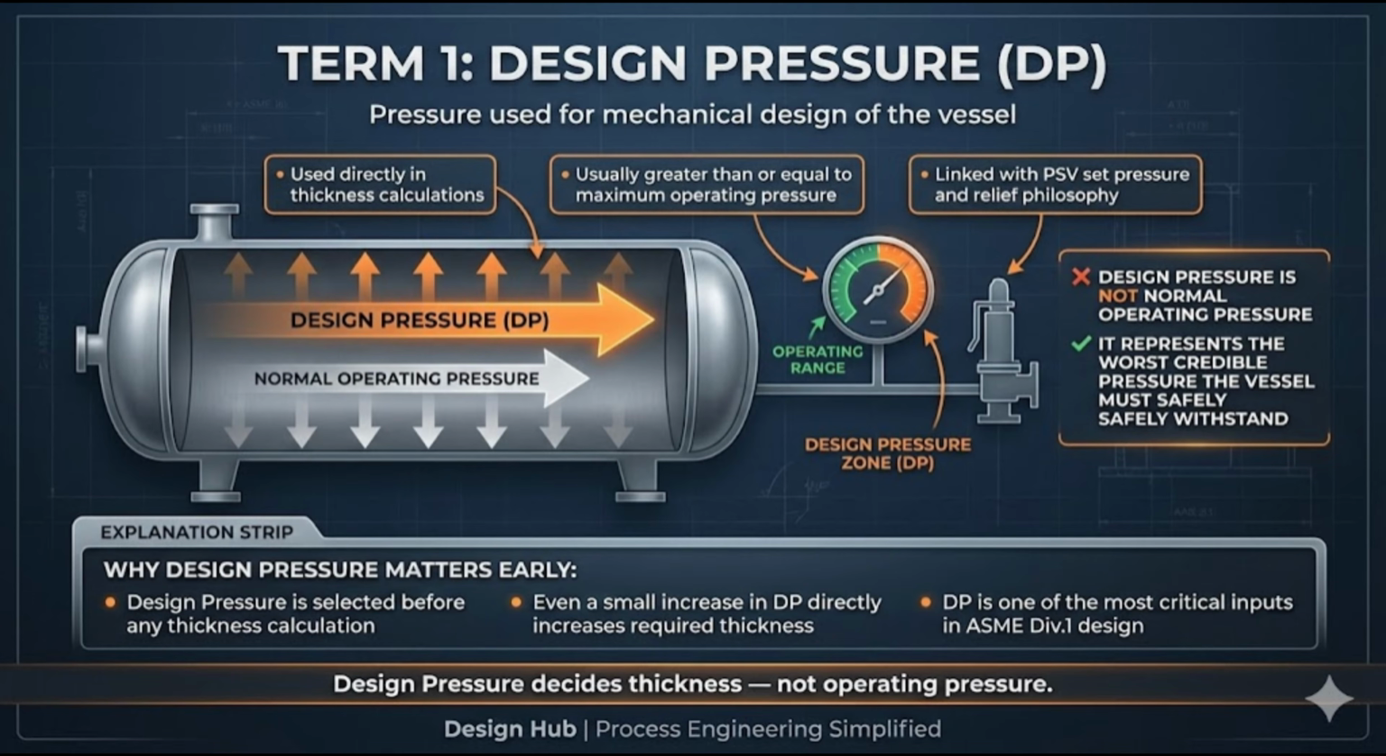Design pressure is a pressure we use for thickness calculation. Many beginners use operating pressure. Wrong. Design pressure is selected to cover maximum expected pressure, including upset and relief philosophy. Thickness is directly proportional to design pressure, so DP selection is critical.